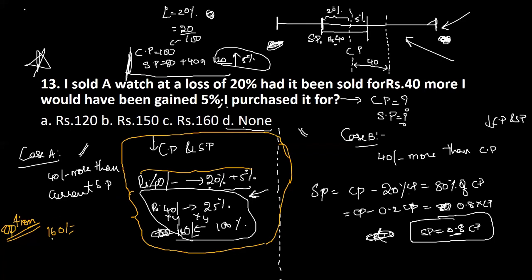160 is the cost price now. If it had been sold at 20% loss, then the selling price would be 160 minus 32. What is 160 minus 32? It will be 128. The selling price is 128. Now it says had it been sold for 40 rupees more, so 40 rupees more will be 168. 10% is 16, so 5% will be 8. Yeah, true. 160, that way you can get it.